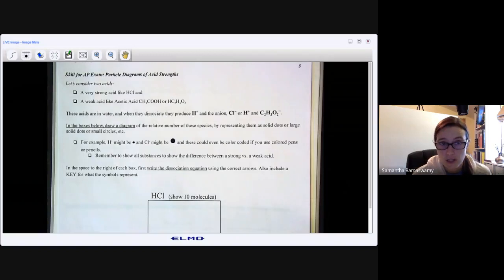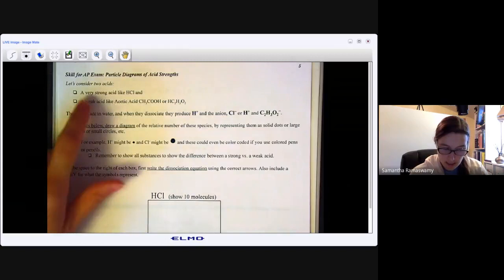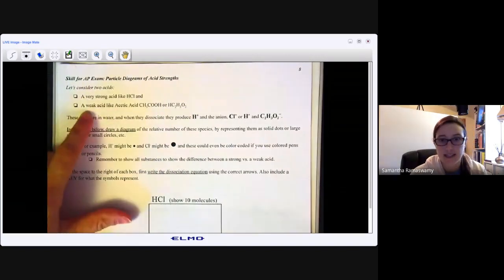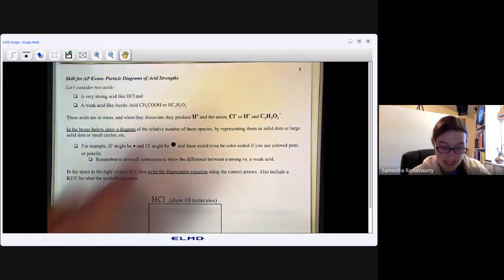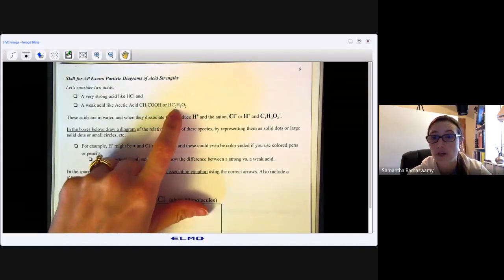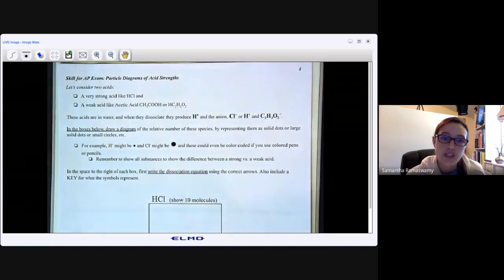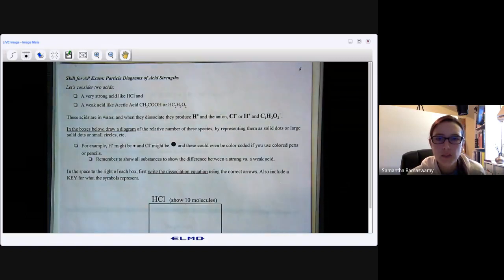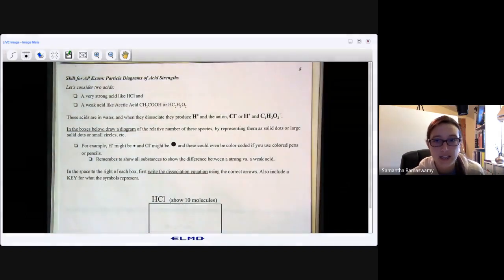So we consider 2 acids, right? A very strong acid like HCl and a weak acid like acetic acid. Acetic acid is actually vinegar, so vinegar is a weak acid. It says these acids are in water. When they dissociate, they produce H plus and then the anion, so either Cl minus or the acetate ion.